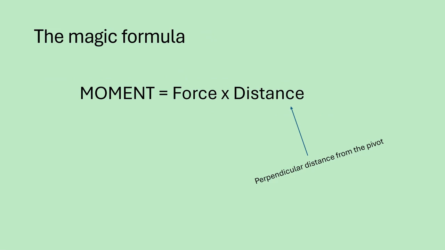So there's really this magic formula. Moment is equal to force times distance. Distance measured in meters, force measured in newtons. And so the moment should be measured in newton meters. And again, we have this note that we're really talking about the perpendicular distance from the pivot here, not just any old distance. And I'll talk a bit about what that means in a second.